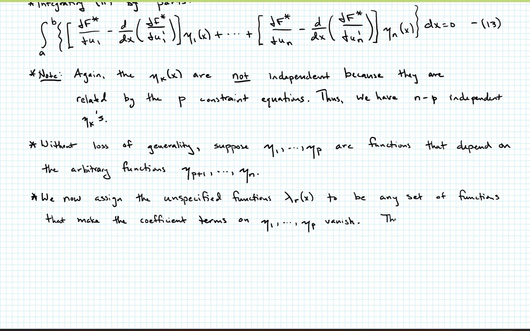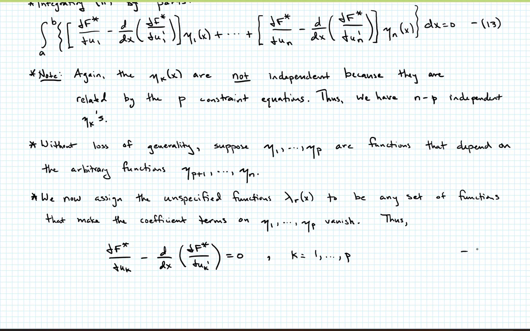So what does that mean? That means we could write that those coefficient terms, which is what I'm writing here, the partial of f star with respect to uk minus d by dx of partial of f star with respect to uk prime equals 0, right? That's what we mean. This is a coefficient term on the eta term, and this is going to be true for k equals 1 up to p.